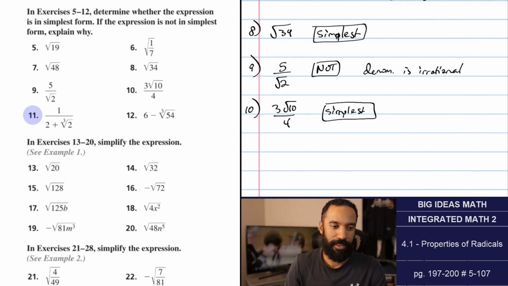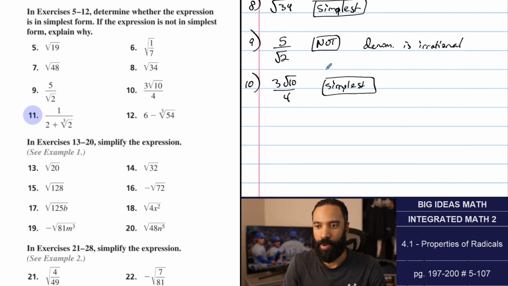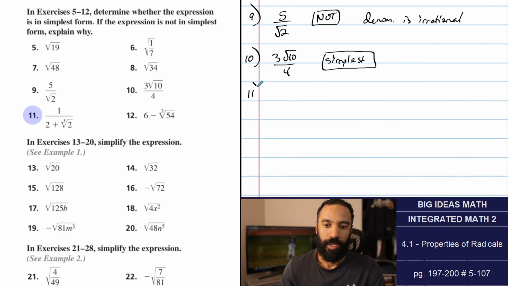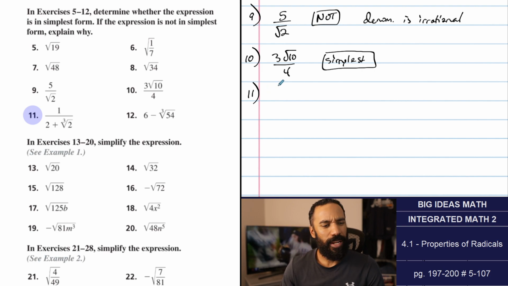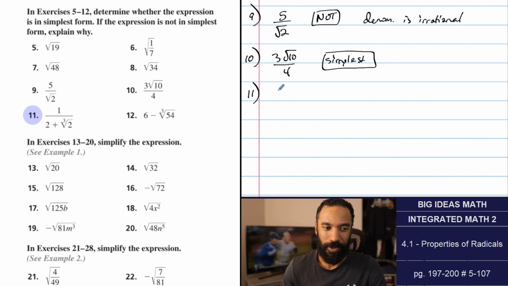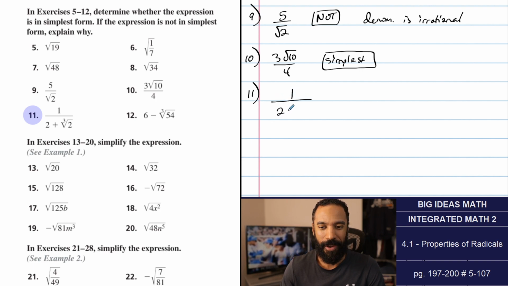Number 11. Oh, not even close. Once again, irrational denominator. We'd have to rationalize it. Multiplying by the conjugate wouldn't even actually work here because it's a cube root. I would be hard pressed to think about how I'd go about doing that. I think it would just take some time.